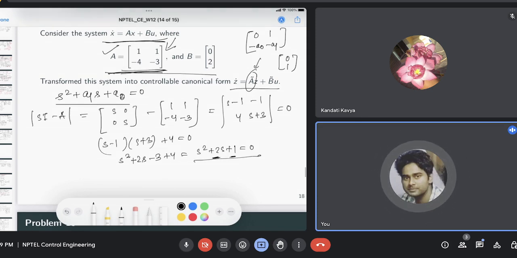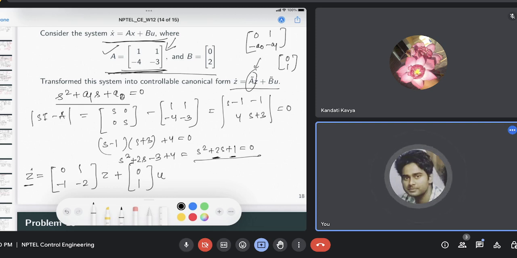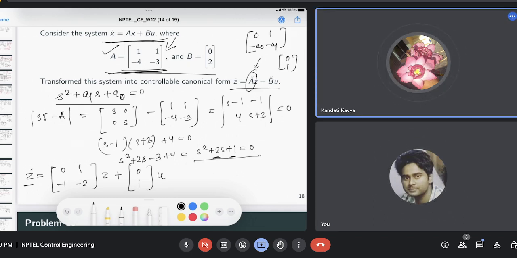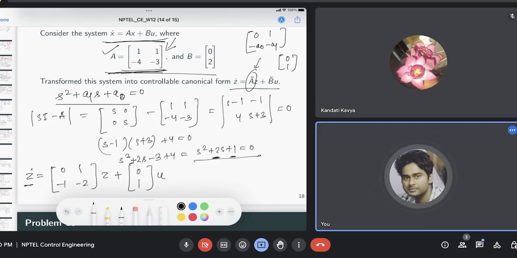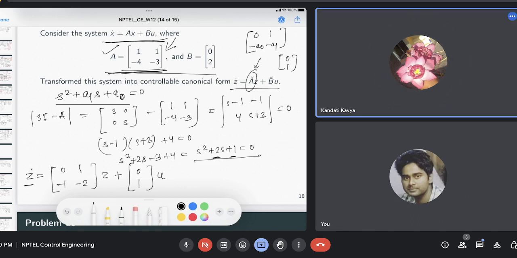So what will be the controllable canonical form then? This will be z dot equal to [0 1; minus 1 minus 2] z plus [0 1] u. I am just using z so as not to confuse it with x. So we transform this. Is it clear, or should I repeat? No, sir. Clear, right? Okay.